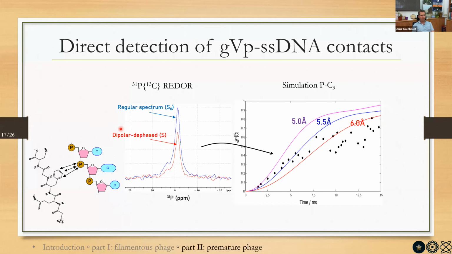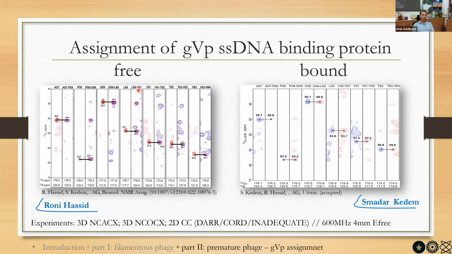So that was the direct detection. The next step was to actually assign the bound and the free form. So you see it here. This is the type of data that we get. This is just classic NCACX, NCOCX experiments, 2D experiments, INADEQUATE experiments, and so on. So a lot of work by Smadar from the group, who worked many, many years to make sure that she can make all these samples, which are really, really complicated. Gene 5 tends to aggregate, and it's difficult to extract single-stranded DNA in proper form. So there was a lot of work and effort done here.